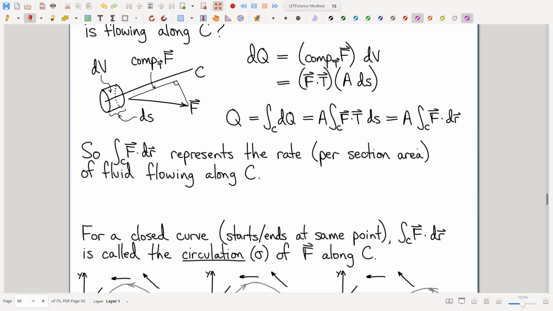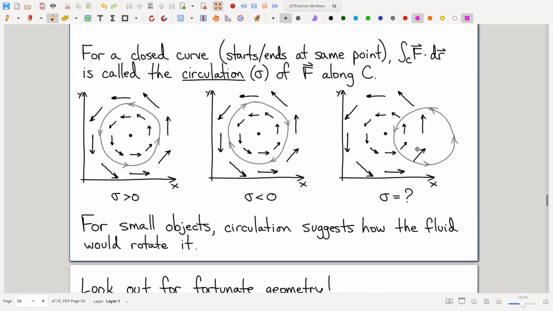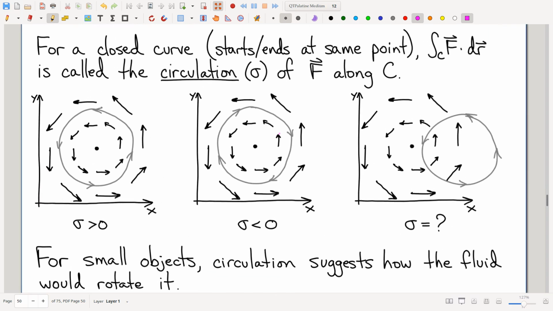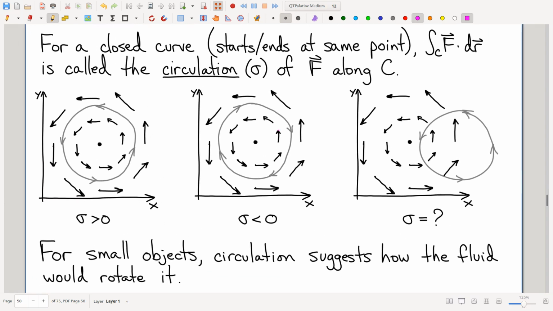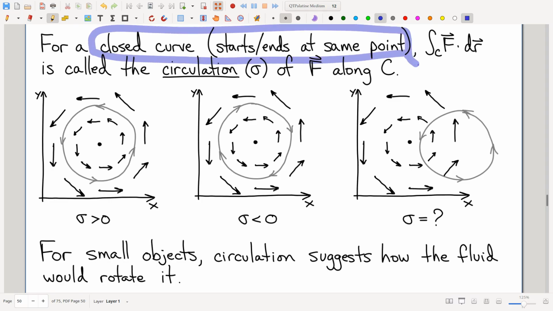Okay, now there is a special case that we do have a name for. Very useful. And that is to think about the special case when the curve is a closed curve. A closed curve says that the curve starts and ends at the same point. So for example, this curve right here is a closed curve because I started, and then I went around and then I ended exactly where I started. Is that cool? Everybody with me?